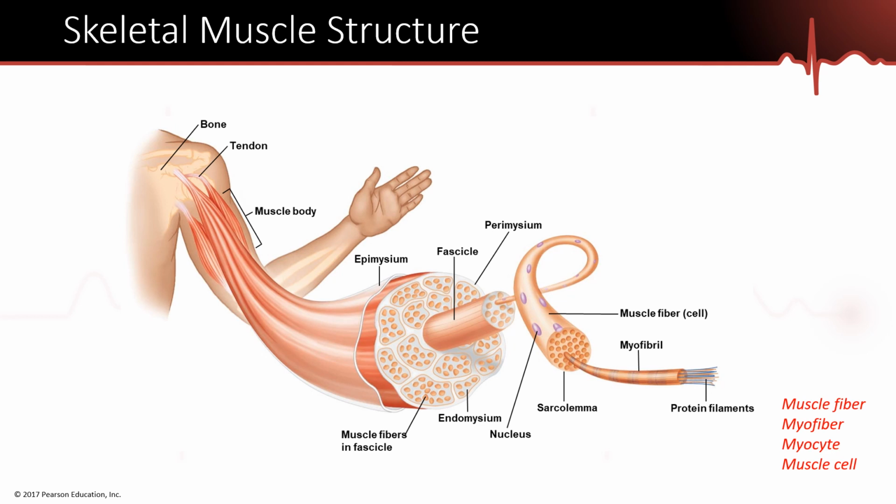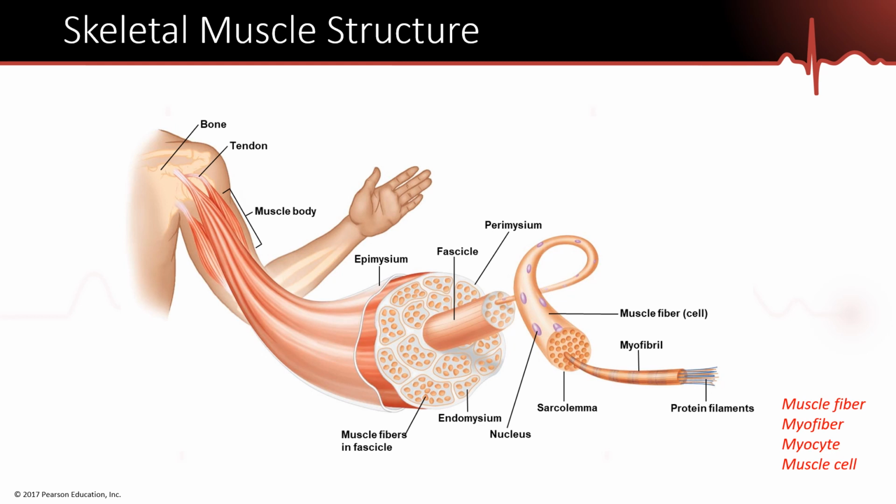The point that this image is trying to show is the different layers of connective tissue around any given muscle. Again, this is the biceps muscle, but these same layers of connective tissue would exist around the deltoid, hamstring muscles, whatever. Pick any skeletal muscle in the human body, and you're going to see these same layers of connective tissue.